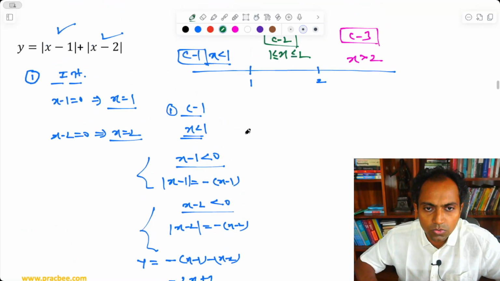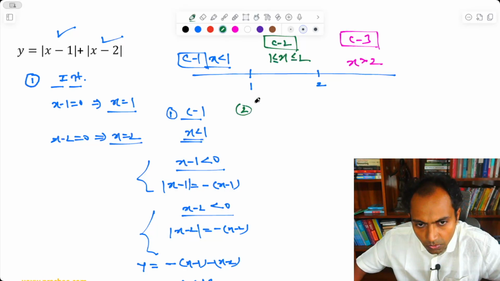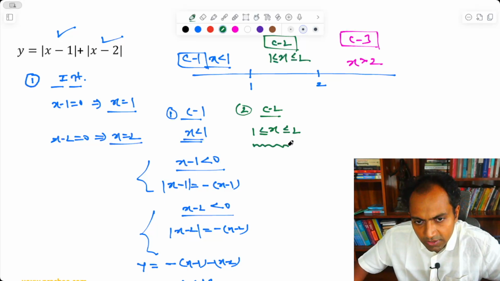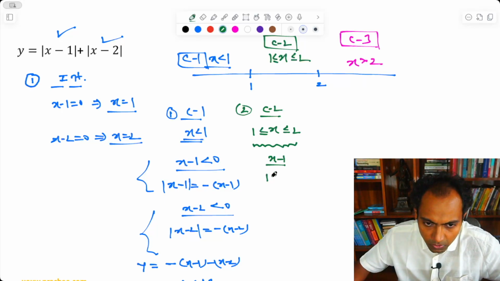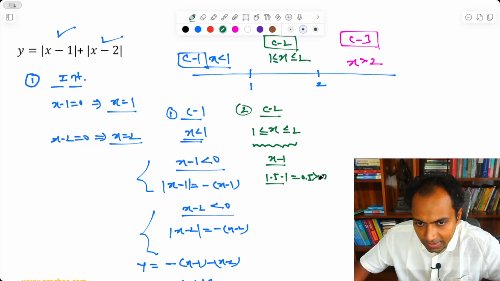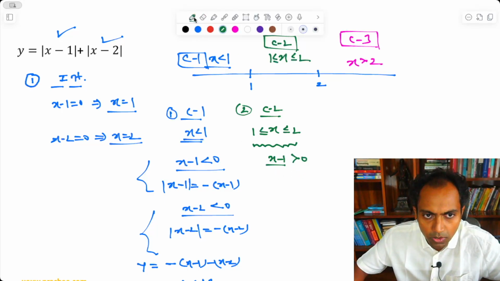In case number 2, what we are saying is, what if x lies between 1 and 2? Case 2: x lies between 1 and 2. Now in this specific scenario, if I am considering x minus 1, and I put the value of x as 1.5, what will happen to x minus 1? So 1.5 minus 1 will become 0.5. That is greater than 0. So this value becomes greater than 0, and if it is greater than 0, we can open the modulus with a positive sign.